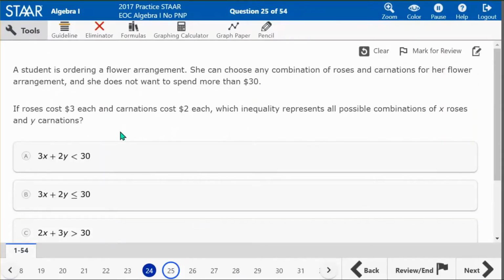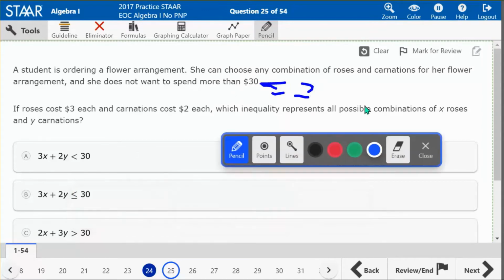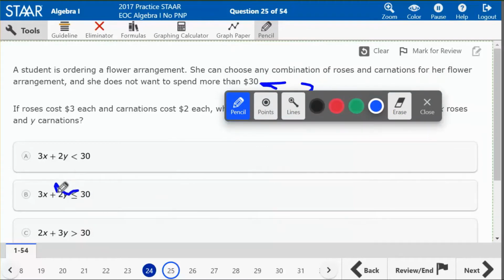A student is ordering a flower arrangement. She can choose any combination of roses and carnations for her flower arrangement, and she does not want to spend more than $30. So we know that this can be greater than or equal to, or less than or equal to. Less than or equal to. So we know it should have an equal to sign on the bottom, right? So it can't be B. But let's continue reading the question.